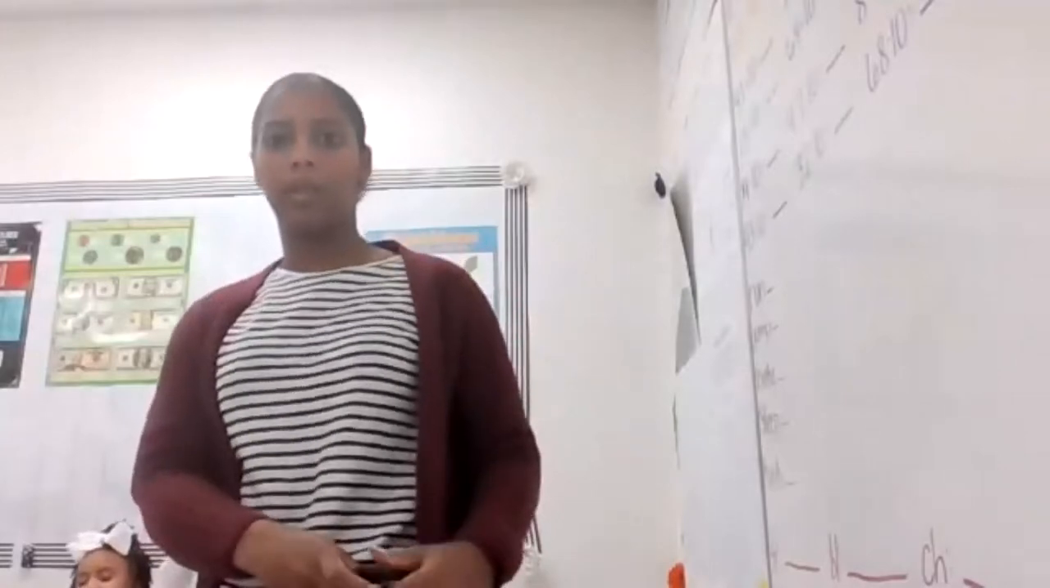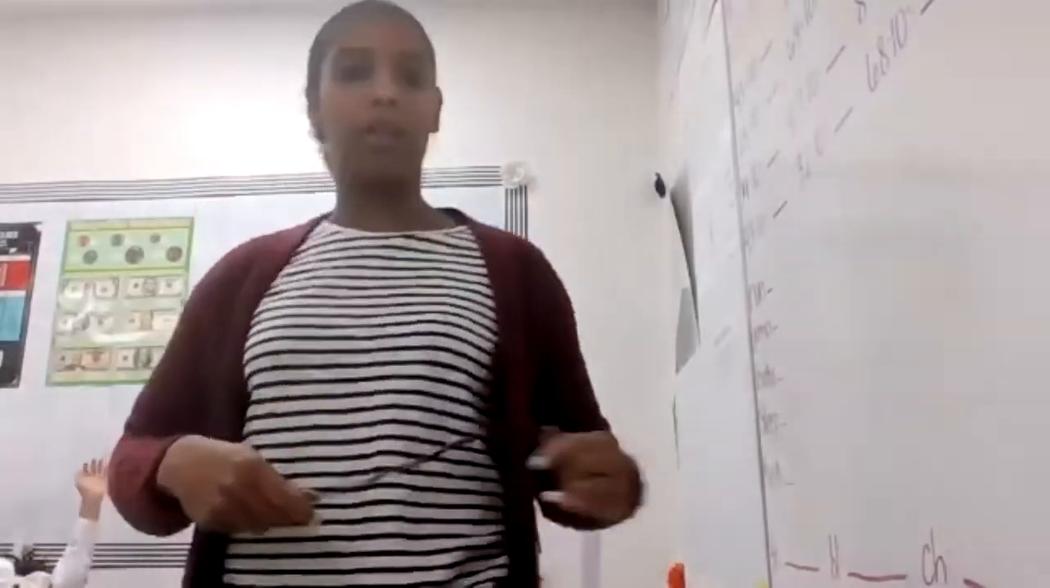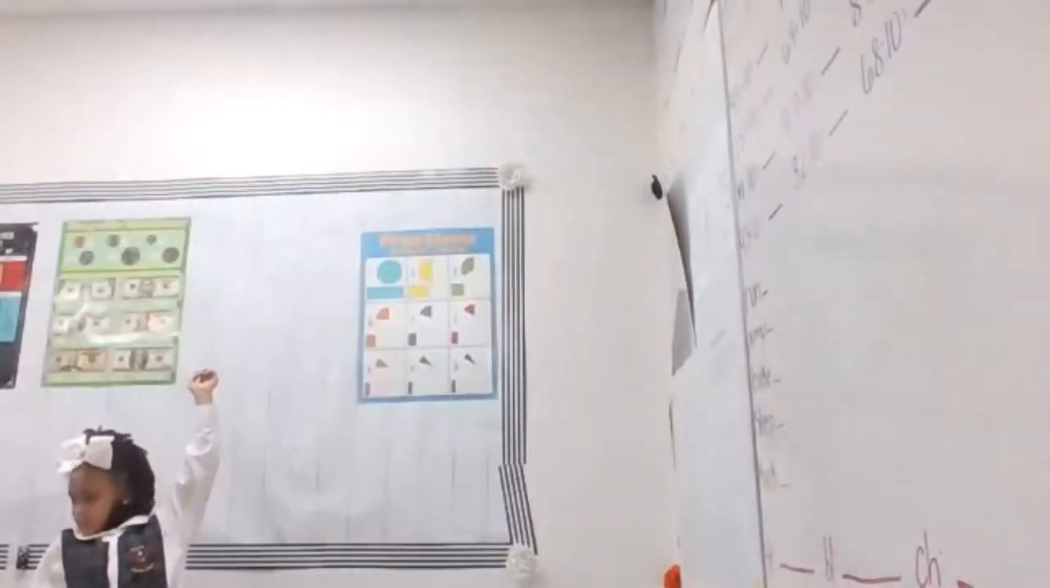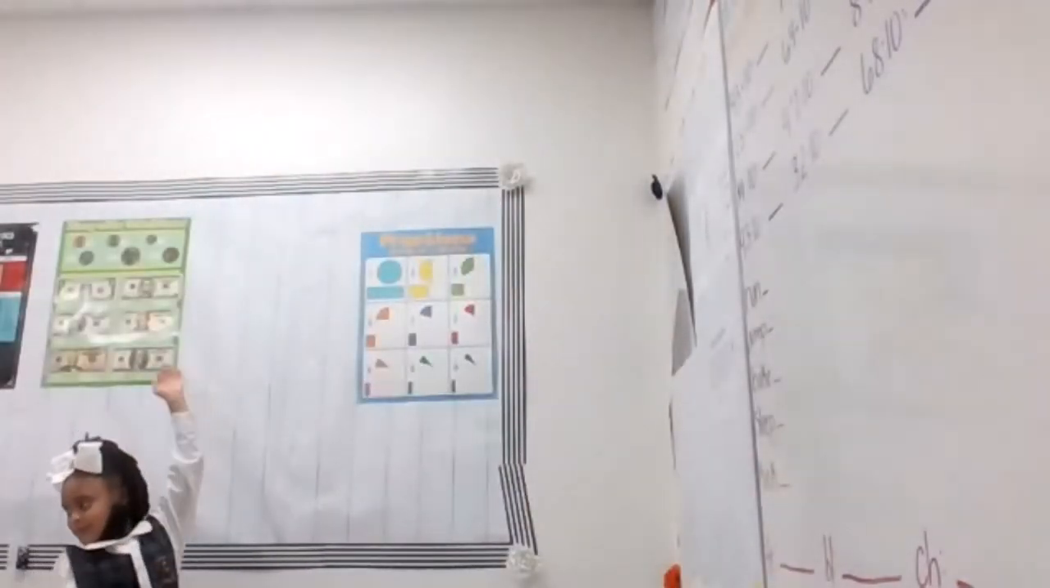Let's share some of our sums. Some went away. Okay, go ahead, Faith. I had one toy and someone took one away. 1 minus 1 is 0. No toys left.